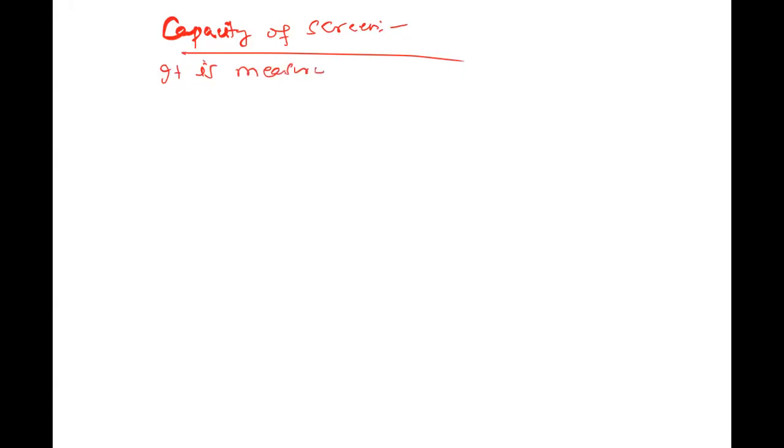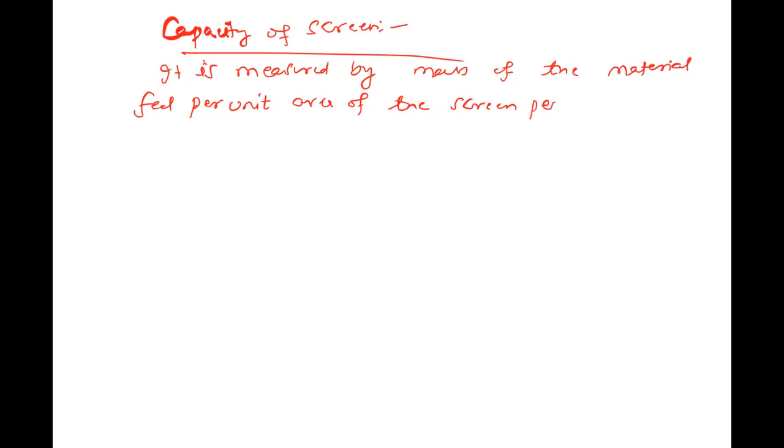So, right. The last part related to screening is the capacity of screen. So what is the capacity of a screen? It is measured by the mass of material fed per unit area of the screen per unit time. This is the capacity of the screen.